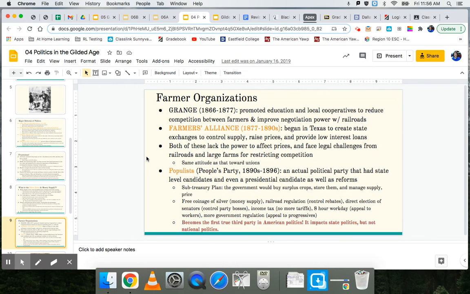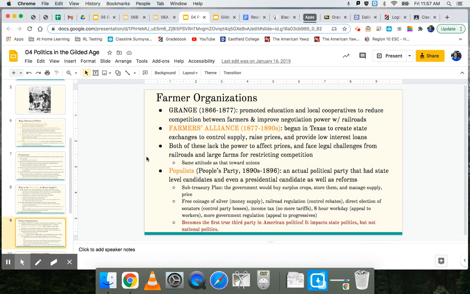So I really would compare that to the reaction to the union. So this idea that workers would collectively get together and try to influence wages and prices is the same. They have the same attitude towards farmers that would try to get together and influence wages or prices and supply. And so all of this frustration, this sense of not having political power, is going to result in the creation of the People's Party, which is also known as the Populist Party.